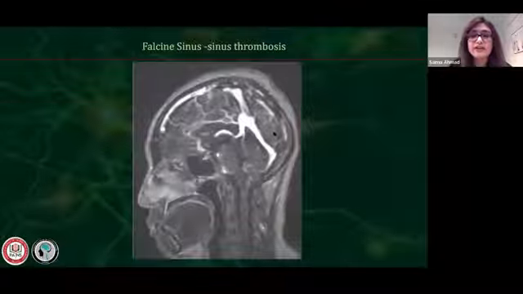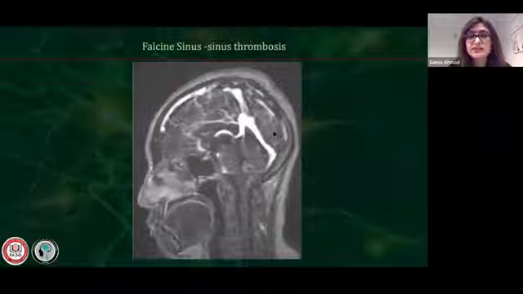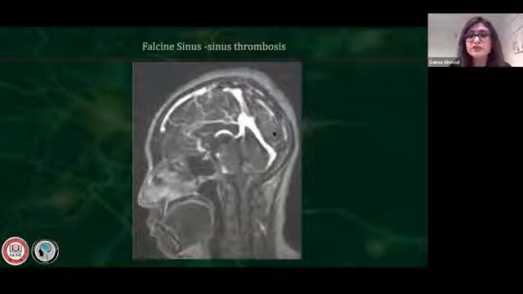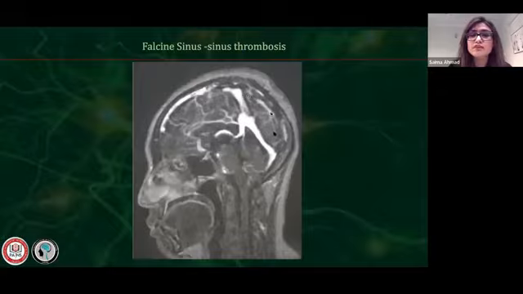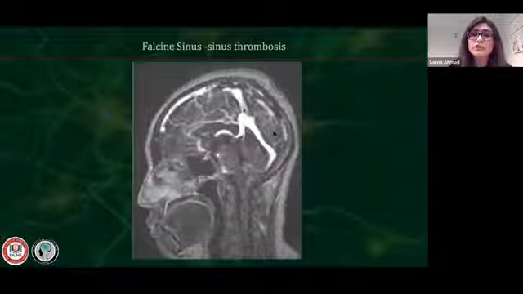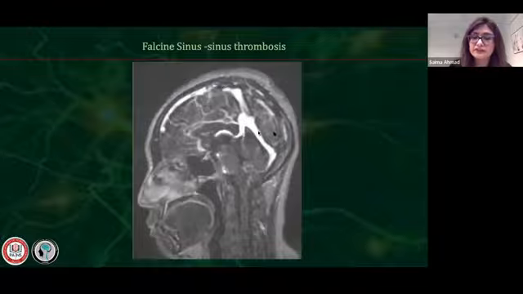So this is again an example, and you can see the posterior part of the superior sagittal sinus is not visualized here because it is thrombosed. So whenever there is a thrombosis of the posterior part of the superior sagittal sinus, there is another alternative way to drain the brain. So this is the falcine sinus, which connects the superior sagittal sinus with the straight sinus.